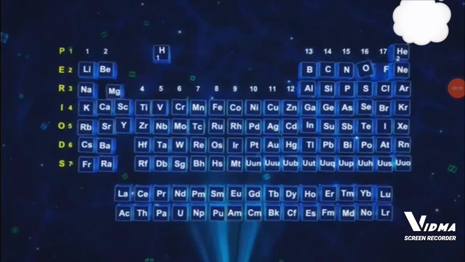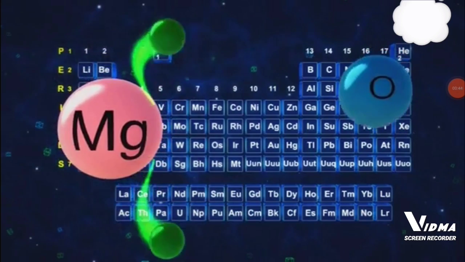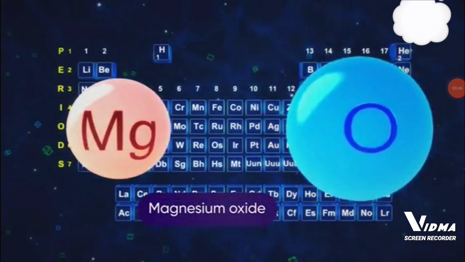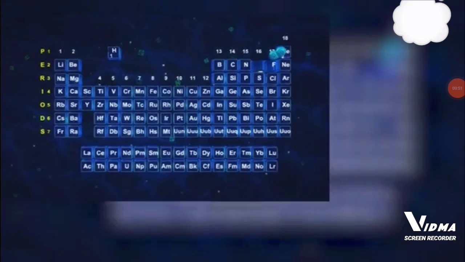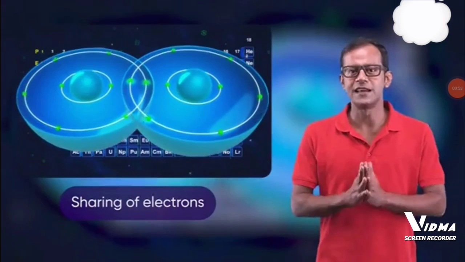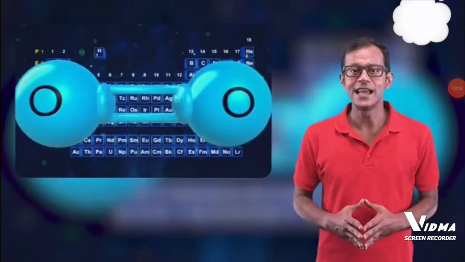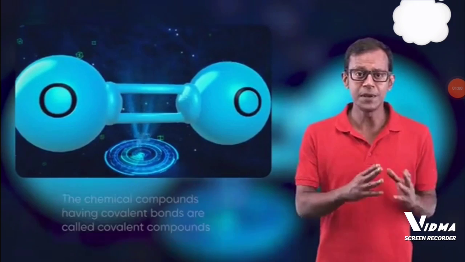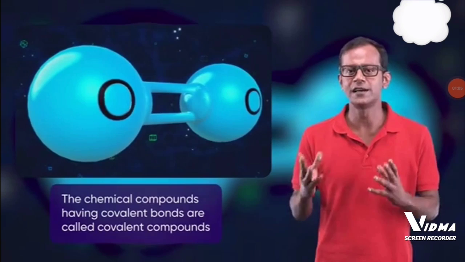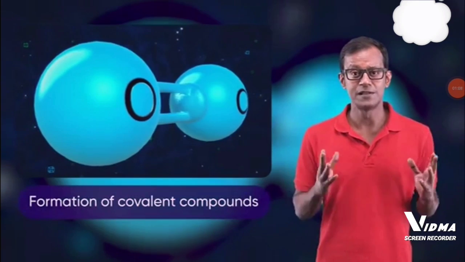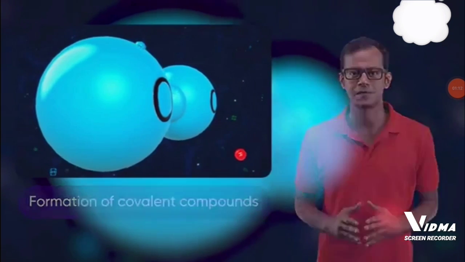We know that bond formation between two atoms takes place either by the transfer of electrons, as in the case of magnesium oxide forming an ionic bond, or by the sharing of electrons, as in the case of oxygen, resulting in a covalent bond. The chemical compounds having covalent bonds are called covalent compounds. In this topic, we will study the formation of some of these covalent compounds.